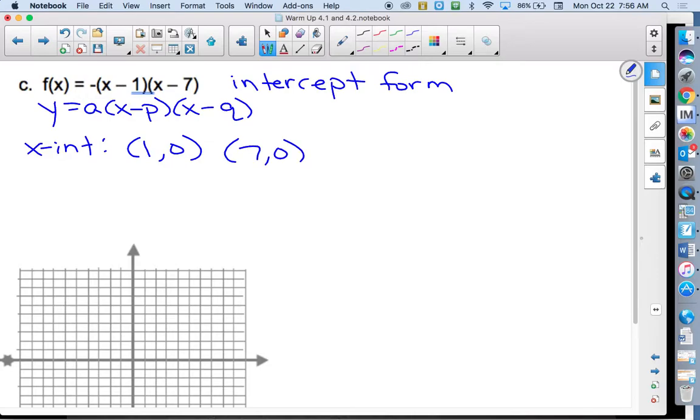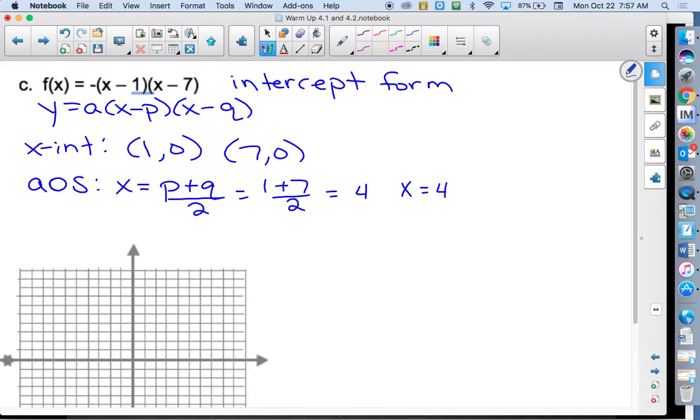So you're taking the opposite of those numbers inside the parentheses. Again, the minus sign is separate. Will, help us find the axis of symmetry. And how would you find the axis of symmetry? P plus q divided by 2. Nice. So 1 plus 7 divided by 2, Will, is? Nice.